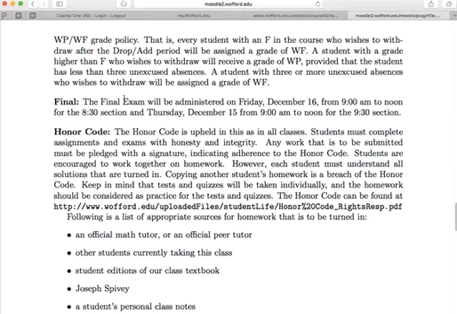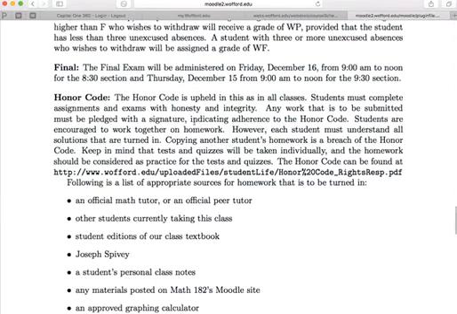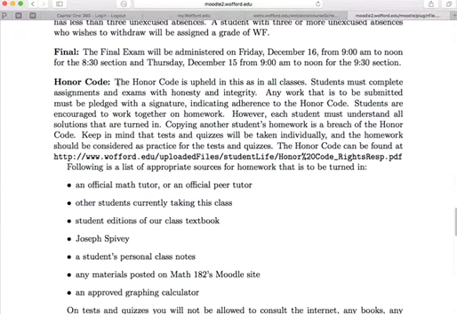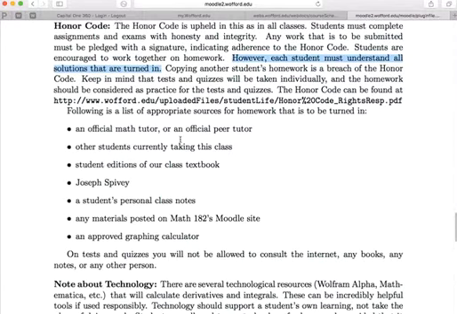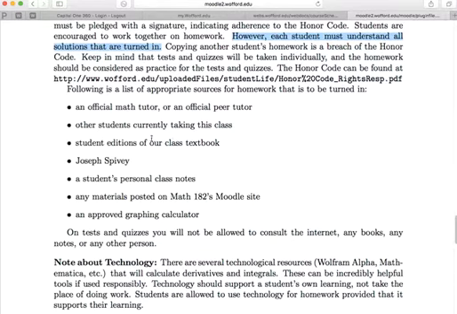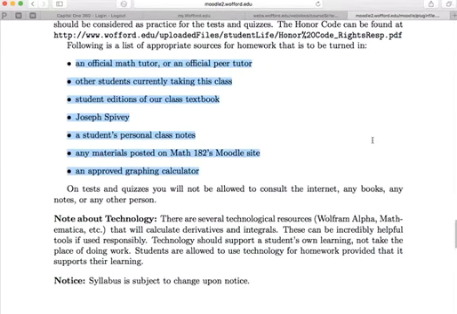There's information about when the final exams are going to be, so take a look at that. Here's information about the honor code. Let's see. So it's important that you understand the work that you turn in, and copying another student's homework is a breach of the honor code. So when you do your homework, your WebAssign homework or whatever, these are the sources that you can use. Okay, you are allowed to use these sources. Those are fine. If it's not on that list, you're not allowed to use it as a source on homework.